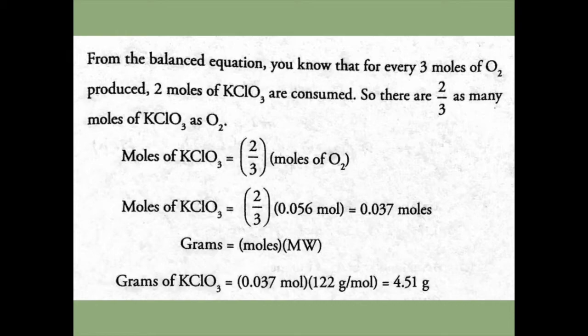Okay, so that's moles of KClO3. Then all I have to do to figure out the mass is multiply by the molar mass of KClO3, which is 122 grams per mole, and that will give me my mass of KClO3, which is 4.51.